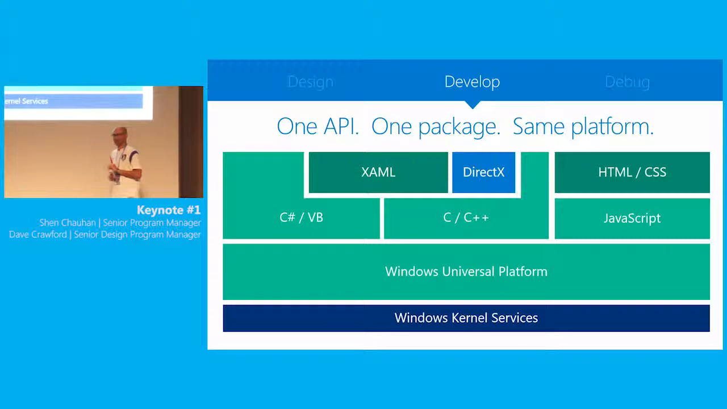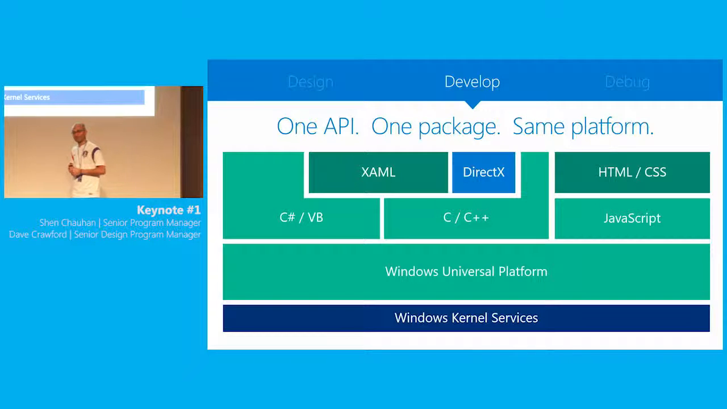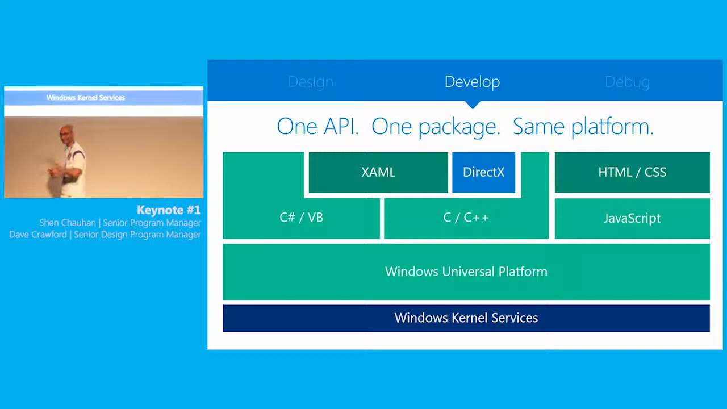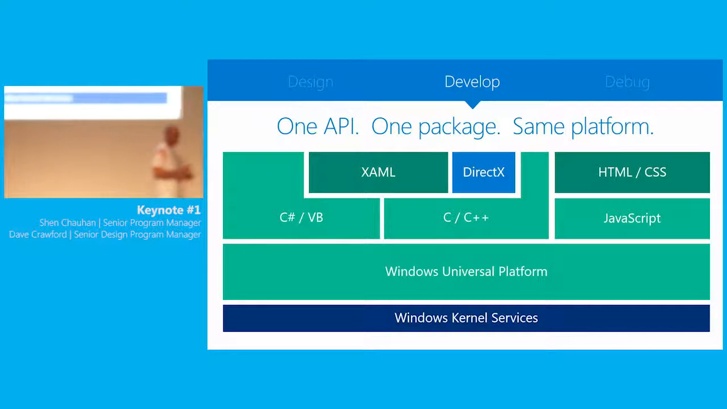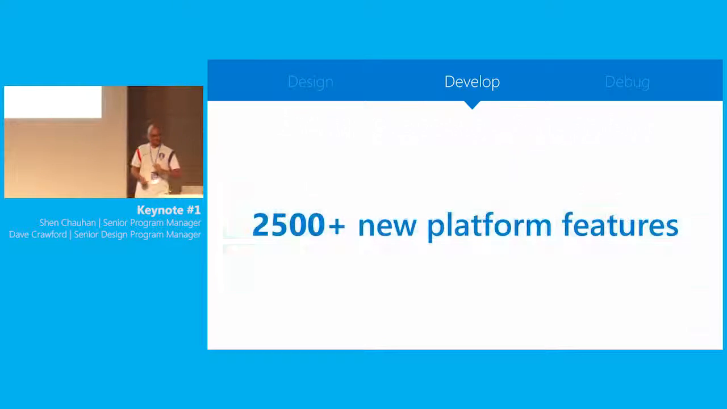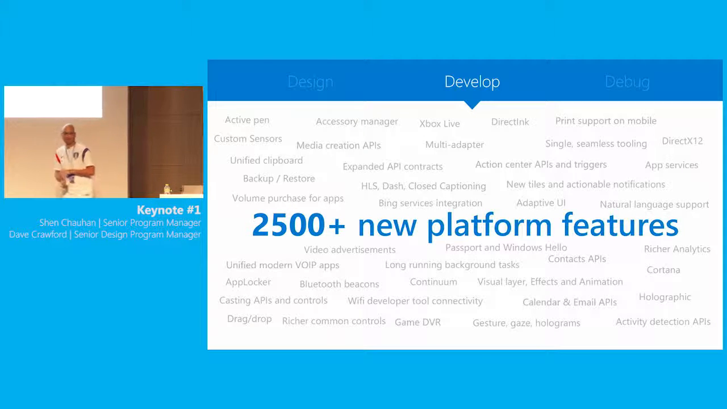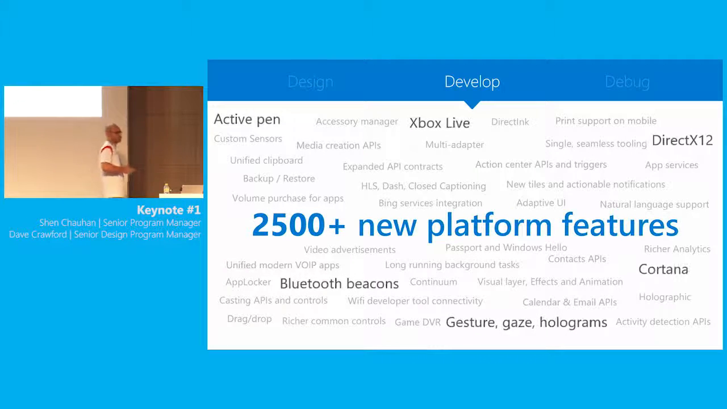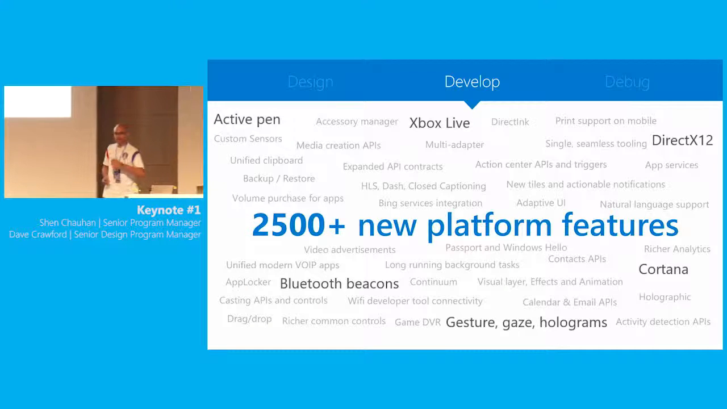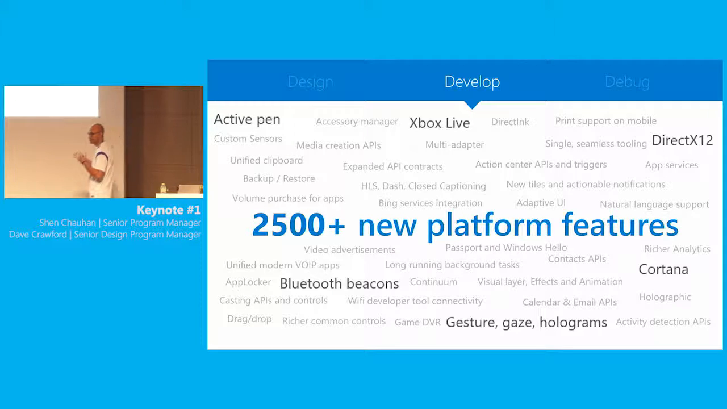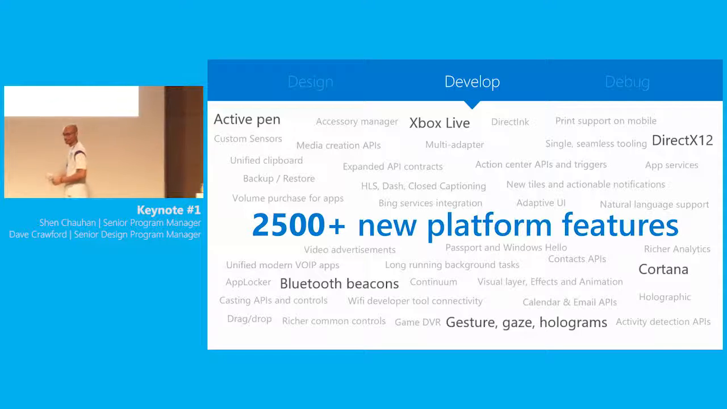So what do I mean by version 10? Well, you can still write your applications using XAML, DirectX, C#, C++, VB, HTML, CSS, JavaScript. We've got a whole load of things. And it all talks to the Windows Runtime Platform. So the V10 difference is we've introduced 2,500 new platform features. These features, such as the Active Pen. Xbox Live has been moved from just Xbox to the Windows 10 family.